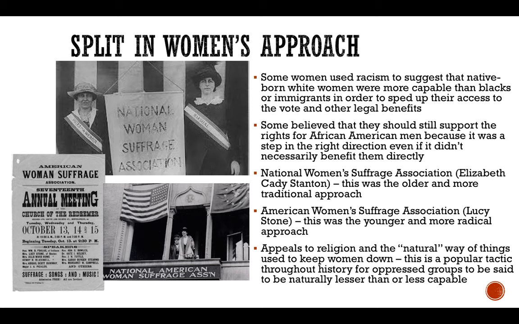Many times, in order to argue against women's rights, there were appeals to religion and the natural way of things. It was a popular tactic throughout history to keep oppressed groups down, because if it's said that they're naturally or biologically less capable than one group or another, that would mean that there was some sort of evidence there. Or if it was a religious thing, that would mean that God had ordained it to be this way. And there's little to no argument that people would hear against that.